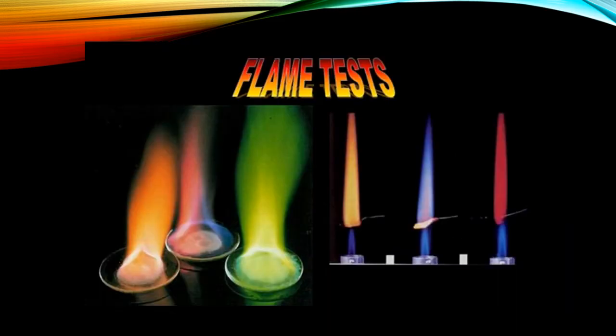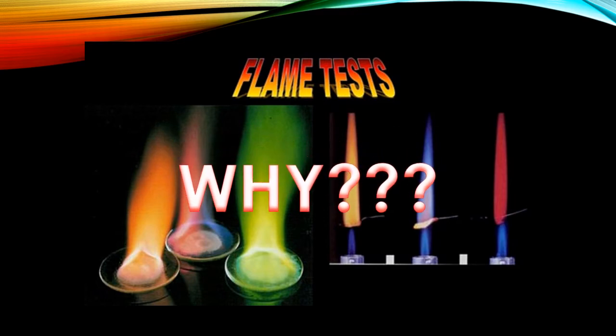In class today, I showed you a demonstration on flame tests without a lot of explanation. This video and Bohr's model explain why we get different colors of light when we excite electrons.